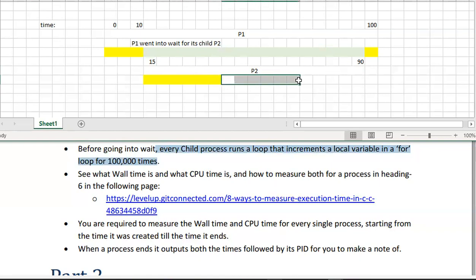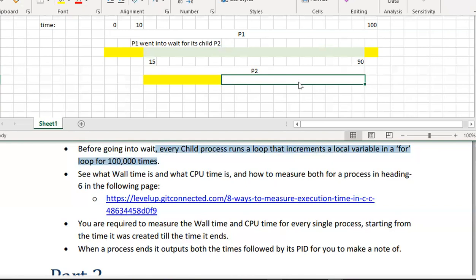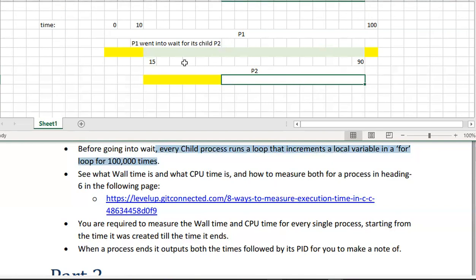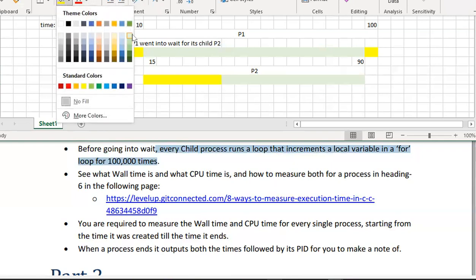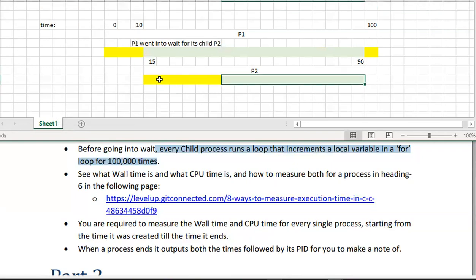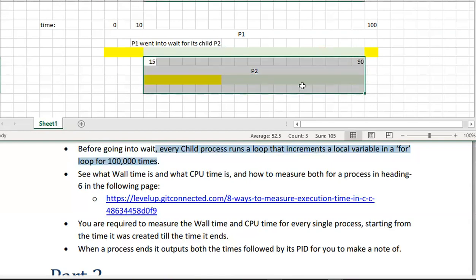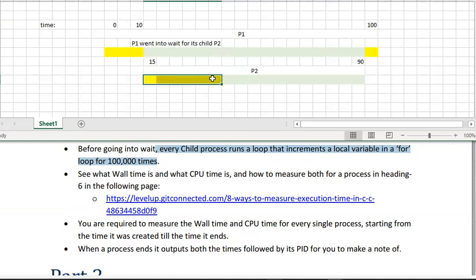Then it forks a new child, and let's call the new child process P3. Until the new child process P3 executes, P2 stays in waiting. This is the waiting time. So again, if someone asks you what is the wall time for P2, this is this time. And what is the CPU time of P2? This is only this time, this one.